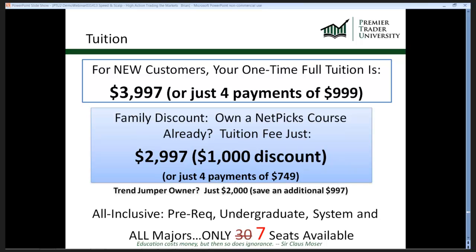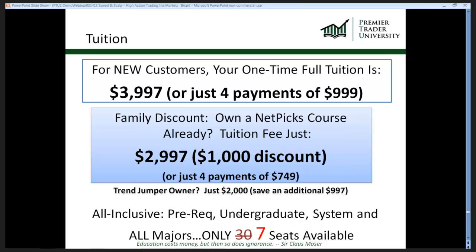Now, if you recently purchased Trend Jumper, we're going to allow you to apply the full price of that, because Trend Jumper is included inside the university, right? And the professional version is inside. So you can save an additional $9.97 there. We're going to give you full credit for what you paid.